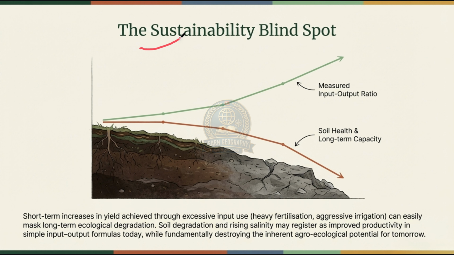The sustainability blind spot. Short-term increases in yield achieved through excessive input use, heavy fertilization, and aggressive irrigation can easily mask long-term ecological degradation. Soil degradation and rising salinity may register as improved productivity in simple input-output formulas today, while fundamentally destroying the inherent agroecological potential for tomorrow. Measured input-output ratios miss soil health and long-term capacity.